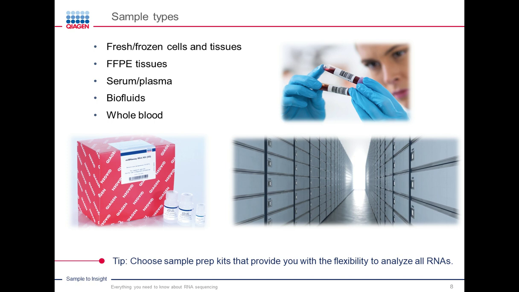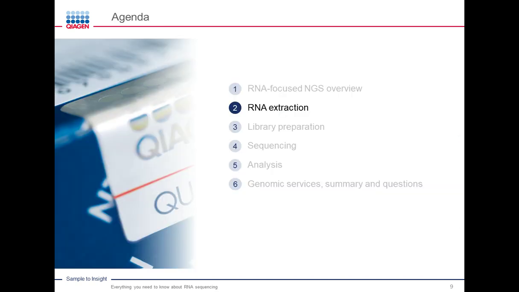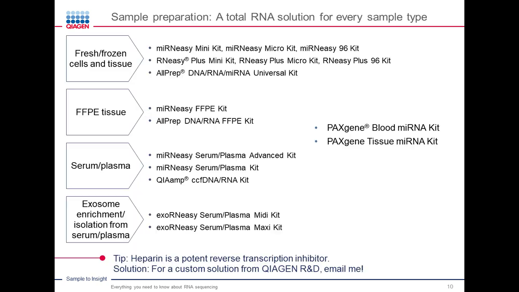And the answer is that some kits still only give you the option of looking at your longer RNAs. And this isn't the best idea, particularly when you're interested also in microRNA. So my advice is always make sure that you pick a prep kit that allows you to look at both your small RNAs and your long RNAs. So this moves nicely now into our second point of RNA extraction.